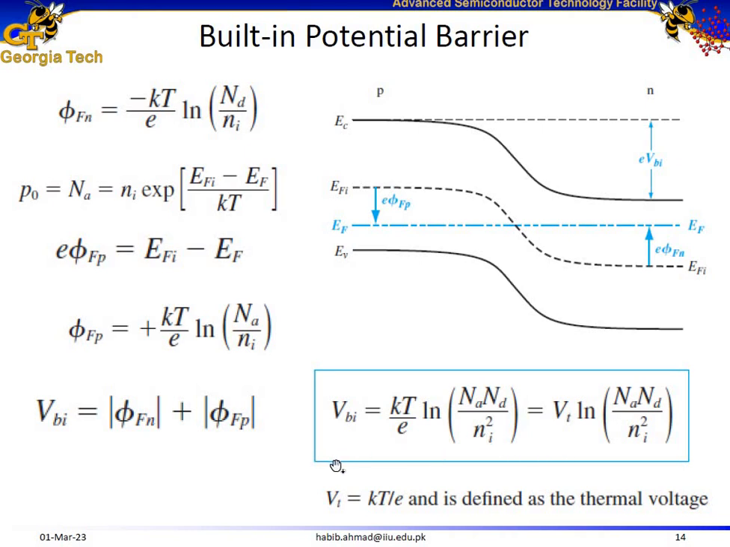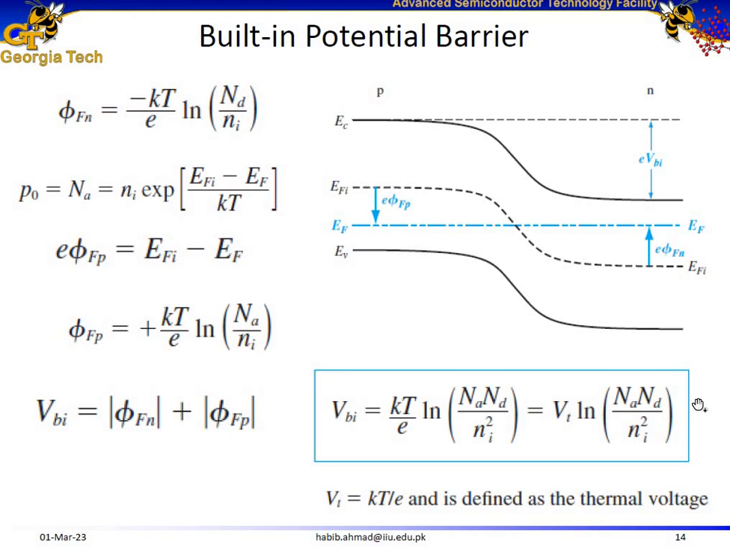Getting back to the built-in potential, the built-in potential is equal to kT by q, 26 millielectron volts, natural log of Na Nd divided by Ni squared. Na represents acceptor doping, Nd represents the donor doping in the n-type semiconductor, Ni is the intrinsic carrier concentration. Or you can replace kT by q with Vt. Its unit once again is volts, and its value is 26 millielectron volts.